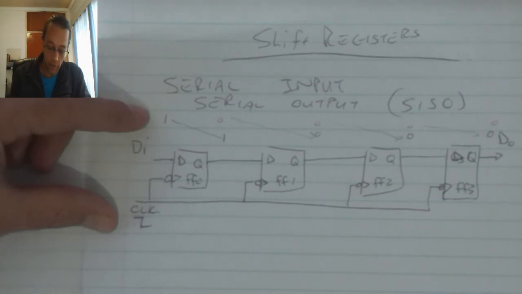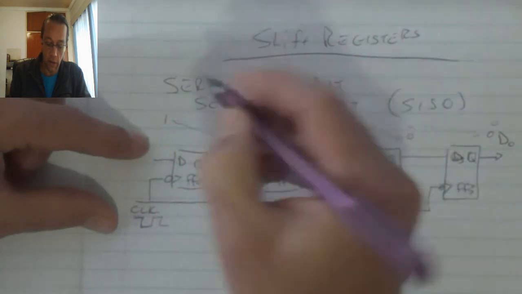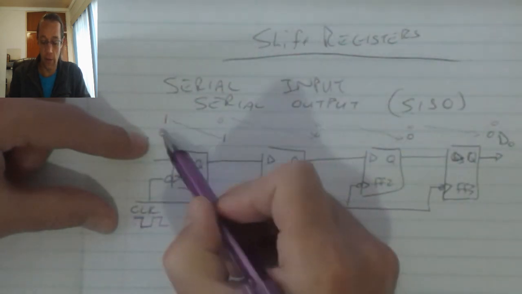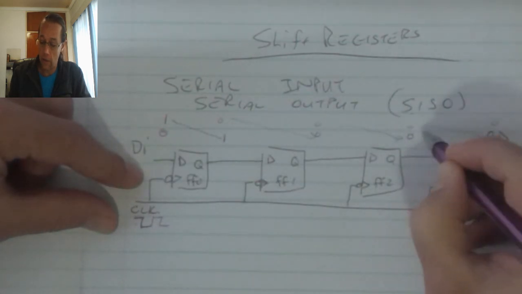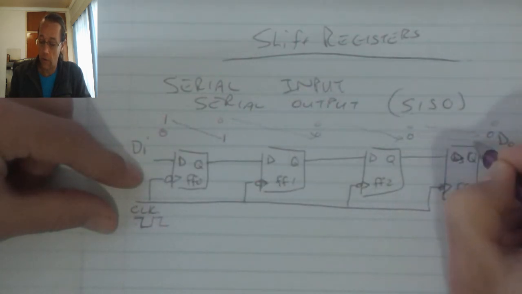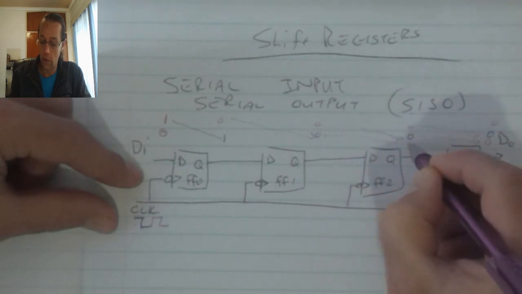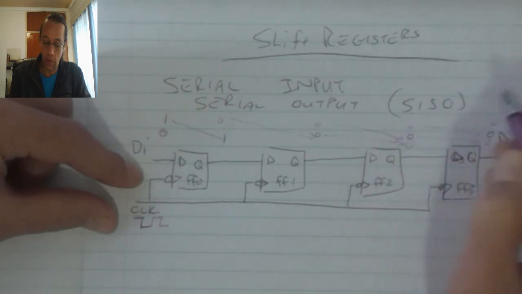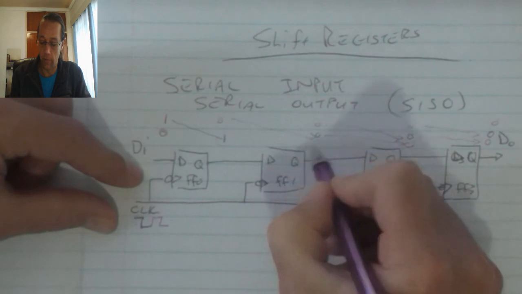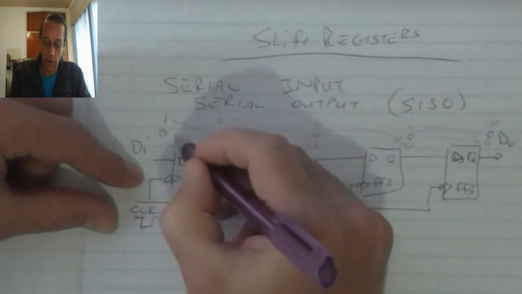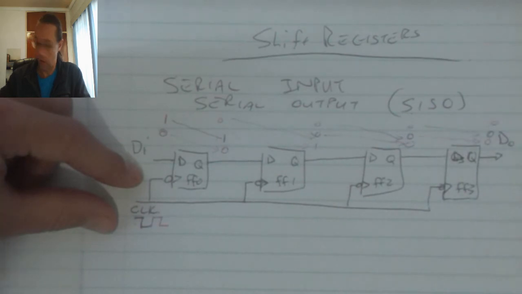When we receive another pulse, let's say we're introducing a 0 onto the system now, then that 0 is going to move to my data out. That 0 there is going to move to the output of flip-flop 2. That 1 is going to move to the output of flip-flop 1, and then that 0 is going to move into the output of flip-flop 0.